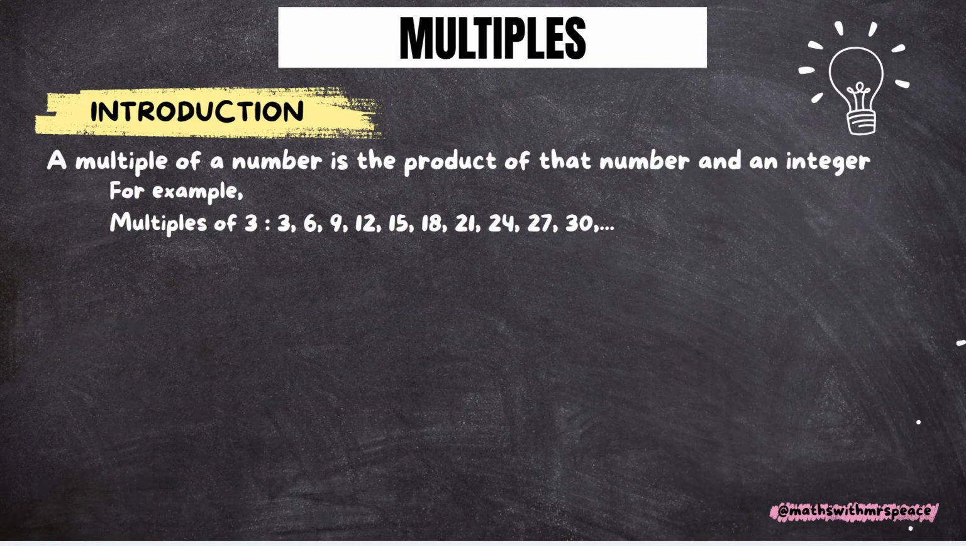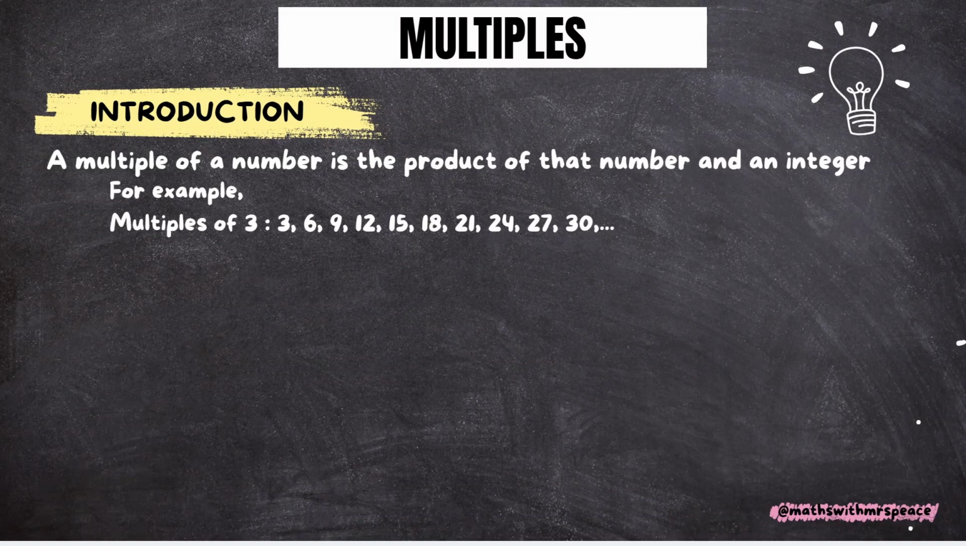A multiple of a number is the product of that number and an integer. Please bear in mind that an integer is a positive or a negative whole number. For example, the multiples of 3 are displayed on the screen. We have 3, 6, 9, 12, 15, 18, 21, 24, 27, 30, and so on and so forth.